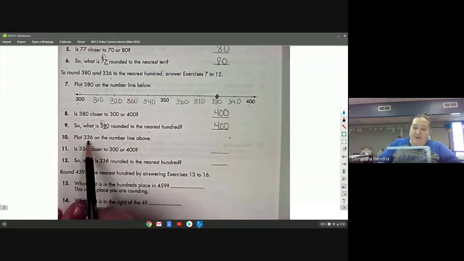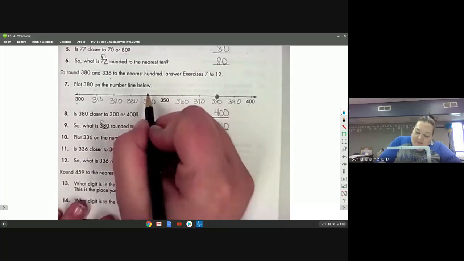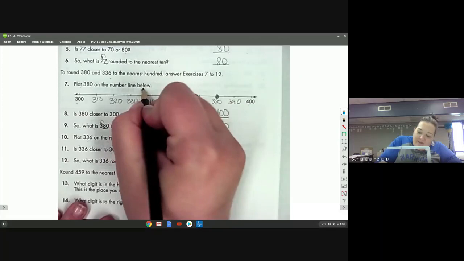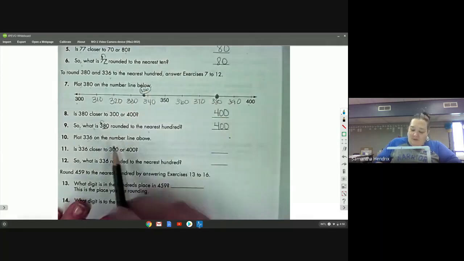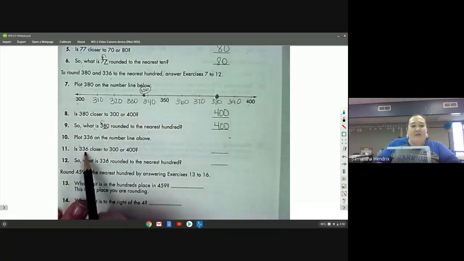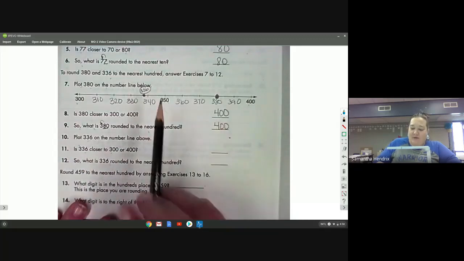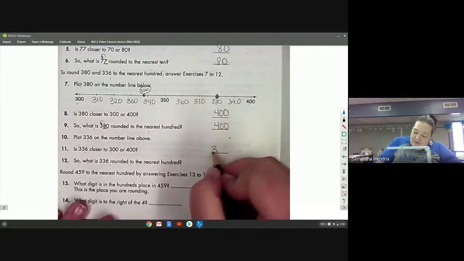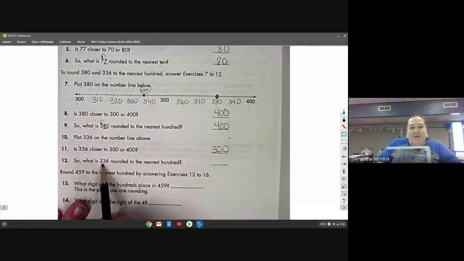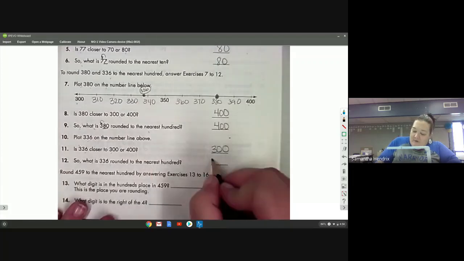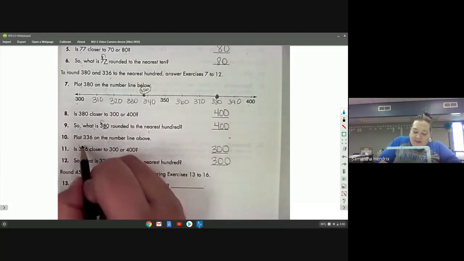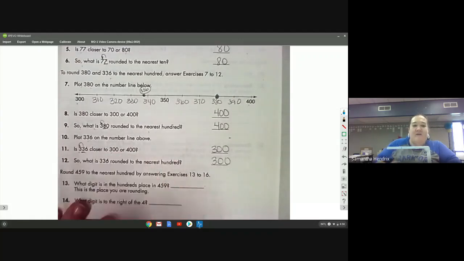Okay, so 336. That's going to be about right here. So our first question says, is 336 closer to 300 or 400? Here's 336. Good, it's closer to 300. So what is 336 rounded to the nearest 100? Yeah, 300. And that 3 told that other 3 what to do. Our 10s told the hundreds what to do.